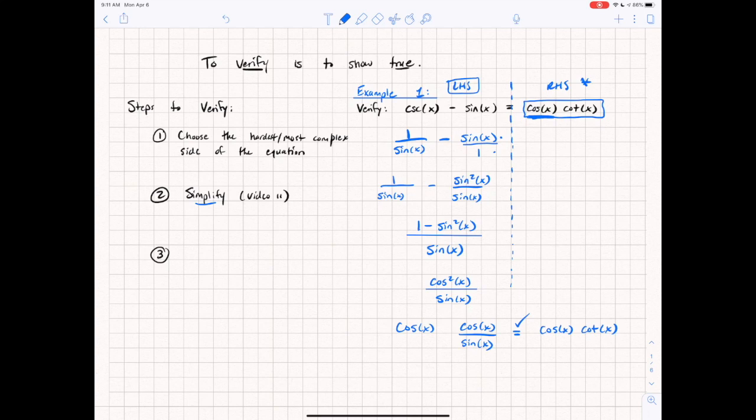Now there's also, if you'll notice, I did not fill out the step 3 to verifying. I will fill this out when we need to. There's really only some particular problems where step 3 will come in, and so I'm going to save that for now. The main steps of verifying are choose the hardest and most complex side, so either choose the left-hand side or the right-hand side. And then the second step is to simplify according to what we did in video 11 and the steps that went along with that.